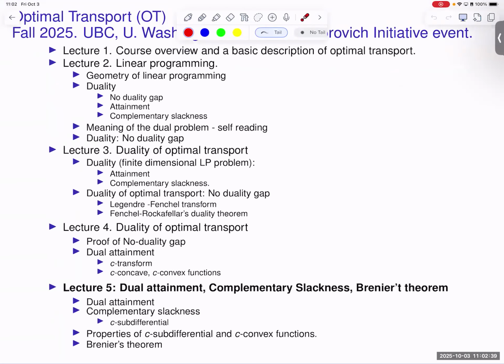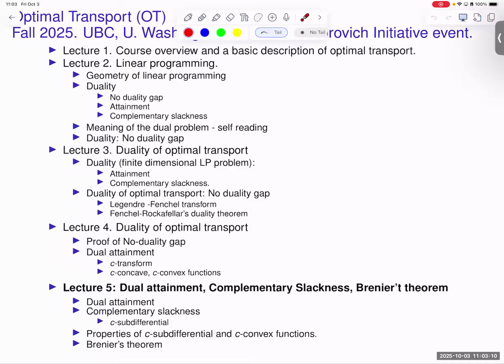The lecture. This is lecture 5. So last time we proved the so-called no duality gap, and then we left this another big theorem, dual attainment, and along the way we introduced this so-called C-Legendre transform or C concavity and C convex functions basically. And then using these tools, we will today prove dual attainment.